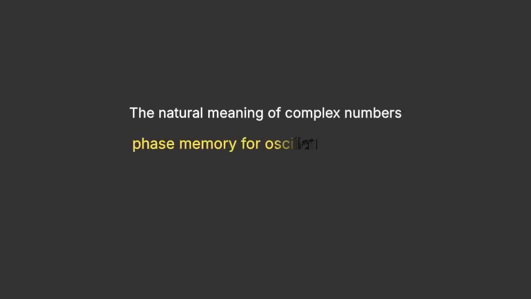So imaginary does not mean unreal. It means one real line was too small to store a full oscillating state. The natural meaning is this: a complex number is phase memory for oscillating systems.